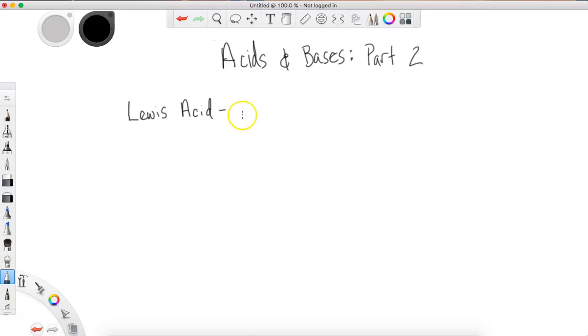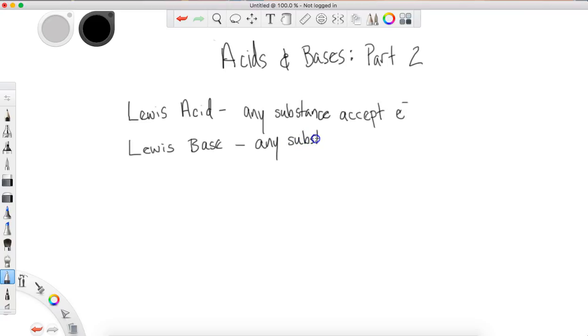So a Lewis acid is any chemical or any substance that is going to accept electrons. And this is a little bit reversed because we're used to talking about acids with H+, and the acids give off H+. They donate H+. Well, when we're talking about electrons, Lewis acids would accept electrons. And therefore, a Lewis base is going to be something that will donate electrons. So any substance that will donate electrons.